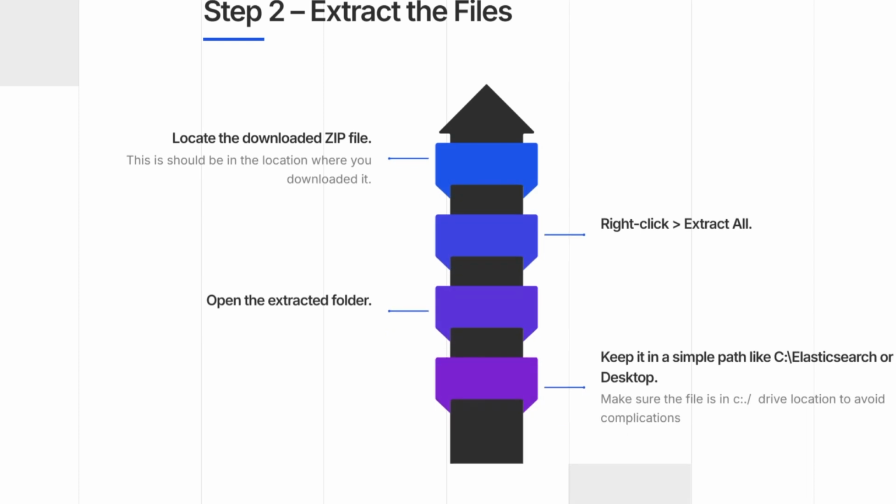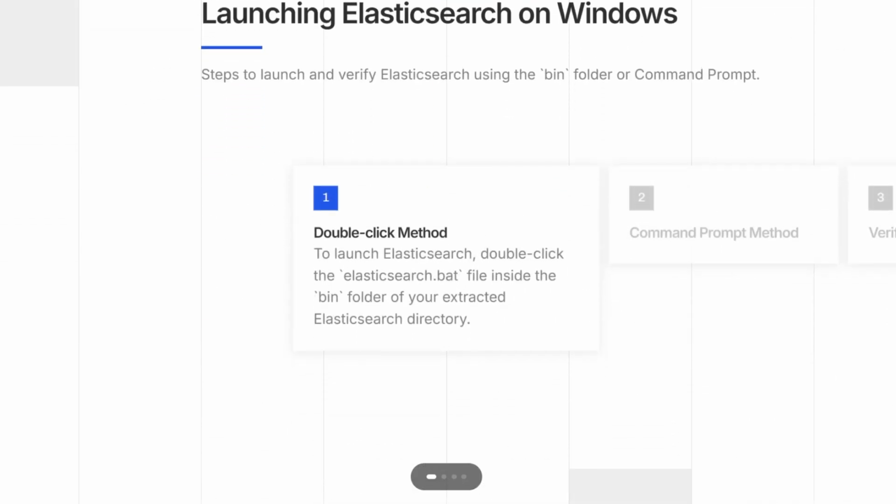The next step is to extract the files. Locate the downloaded zip file on your PC, in the location where you downloaded it. It is advisable to just leave the default process, because the file is going to be downloaded into the C drive. So just make sure that the file is in the C drive location to avoid complications. Right click to extract the file where it is downloaded and place it on the C drive.